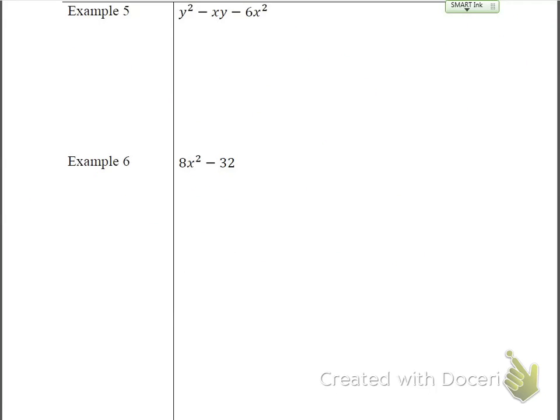Example 5, we have y squared minus xy minus 6x squared. How is this one different than what we did before? It has a y squared and an x squared. That is going to affect our factoring, but it's not going to really affect the way that we apply the trinomial or diamond method. So what I want you guys to first is set up your two sets of parentheses.